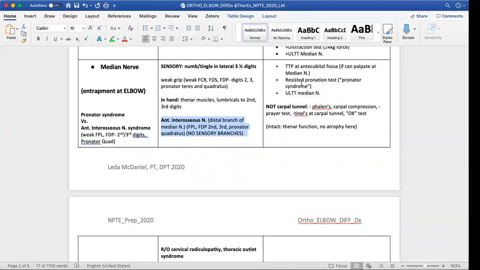Some positive tests for median nerve pathology: you're going to utilize your upper limb tension test of the median nerve. You're going to utilize a resisted pronation to try to differentiate pronator syndrome. If the median nerve is getting compressed via its course through the two heads of the pronator, then getting the pronator to contract via resisted pronation should be provocative. In other words, that should be a way to reproduce symptoms if that is in fact what is going on. You could have tenderness or provocation of symptoms if you're able to palpate the median nerve at the elbow.